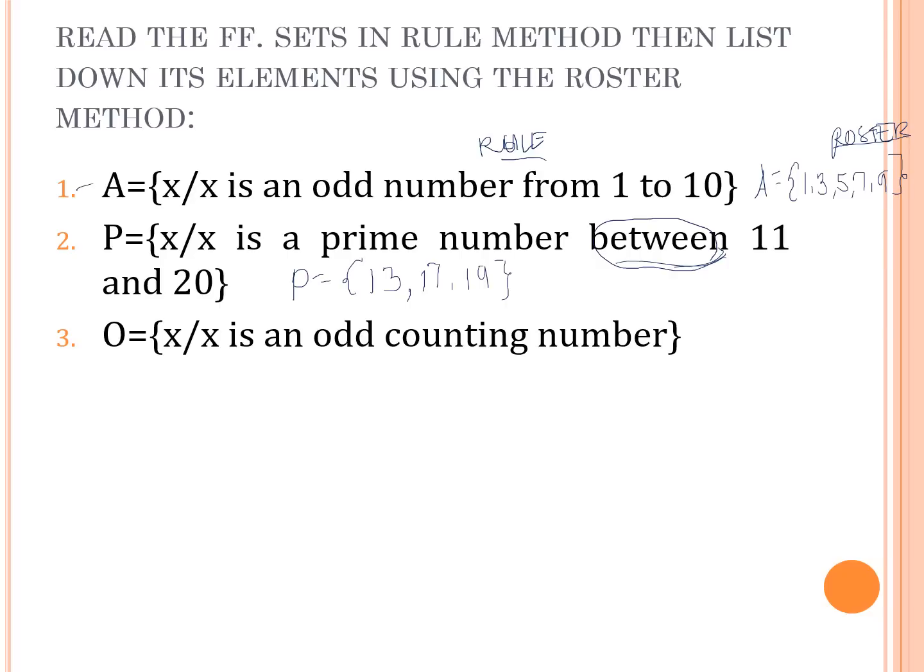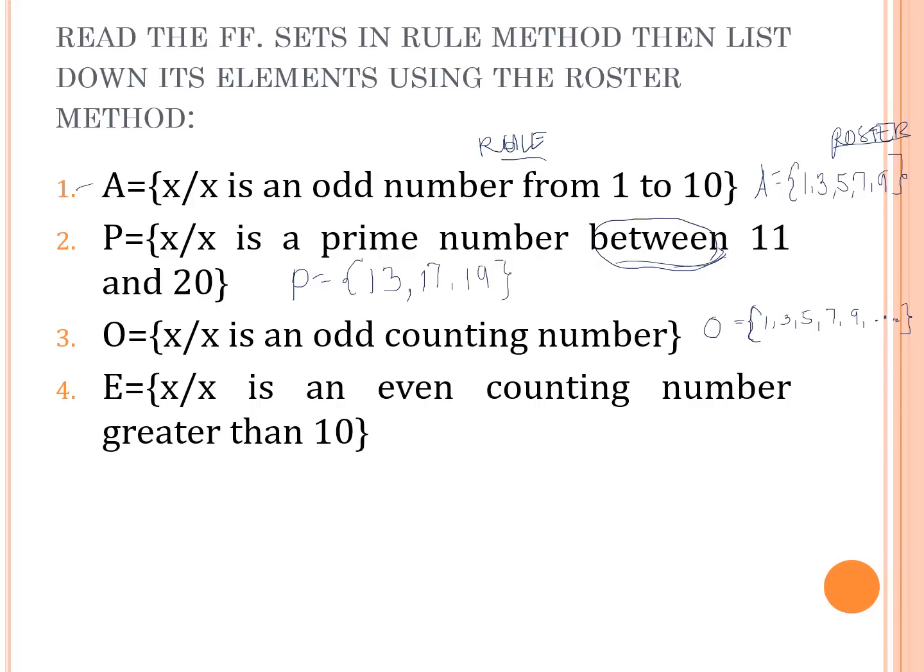Next, number three, we have set O is a set of all x such that x is an odd counting number. Again, odd counting number, so I will name that as set O. And then we have, again, 1, followed by 3, followed by 5, 7, 9. There is no limit to it. That's why I'm going to use ellipses.